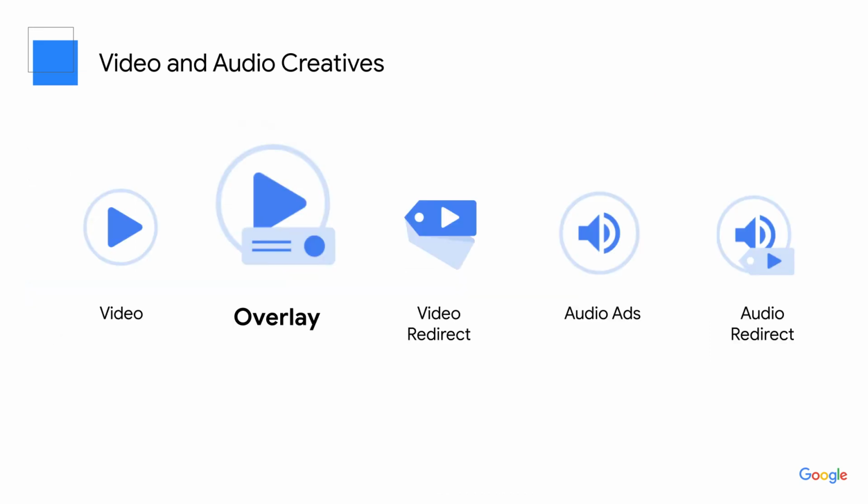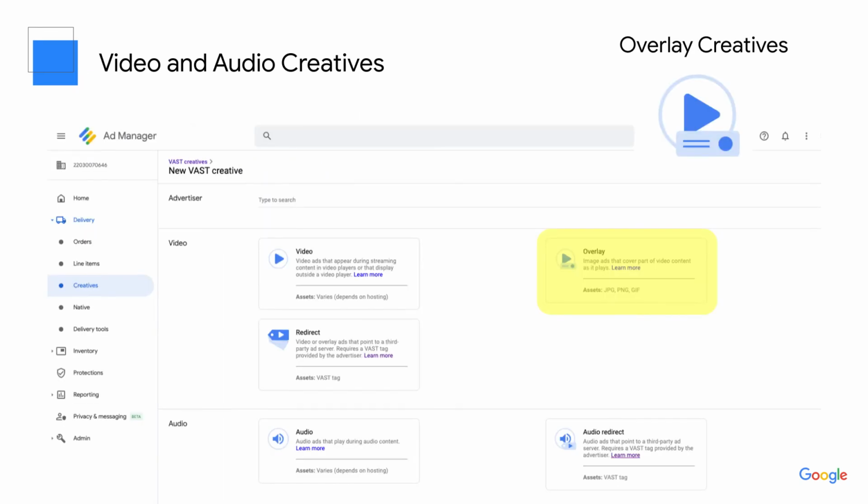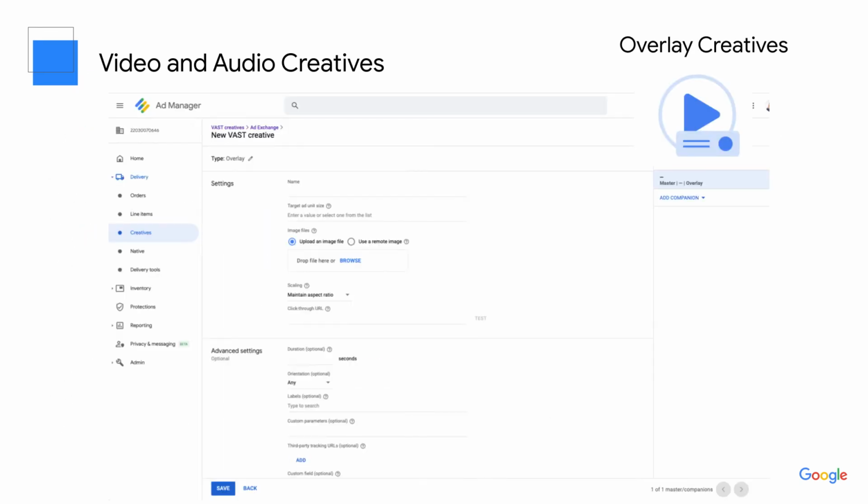Overlay creatives are image ads that cover part of a video as it plays. To set up an overlay creative, you'll want to make sure you have the image file that will be featured in your advertisement. You can configure duration, scale, and third-party tracking URLs, and then save your creative.